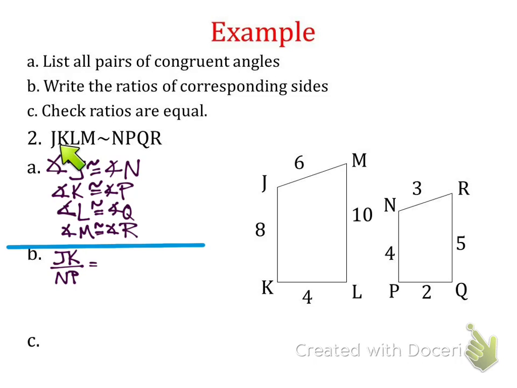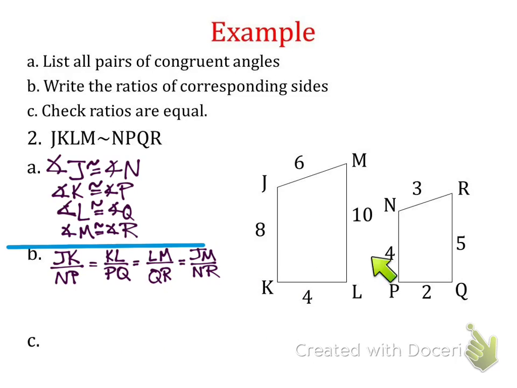But you take the first two letters, JK, and that's going to be compared to the first two letters, NP. That's written as a fraction. Then you take the next two letters, KL, over PQ. Continuing on with that pattern, LM to QR. So now we're going to use the numbers.